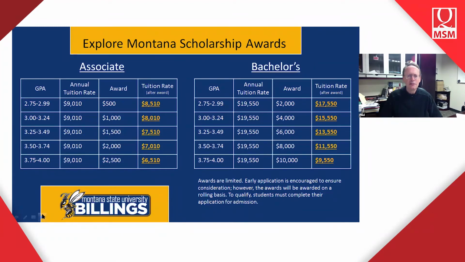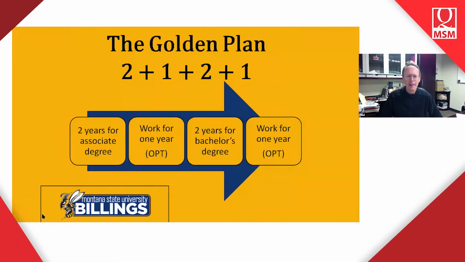Okay, next slide. The Golden Plan. One way to make it more affordable for international students is we've developed what we call pathways. A very common way for international students to study at MSU Billings is to begin, as I mentioned, with 2 years of an associate degree. And remember, the tuition for associate degrees is less than for a bachelor's degree.